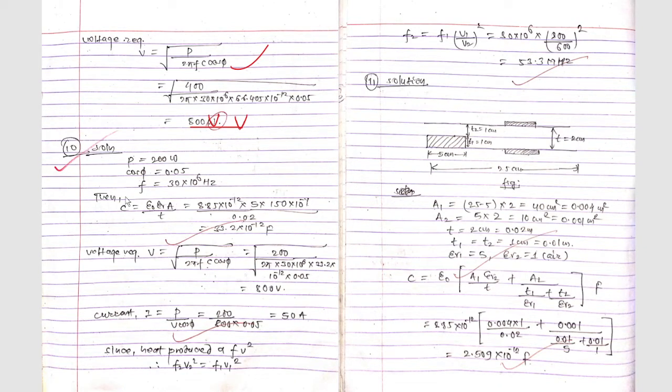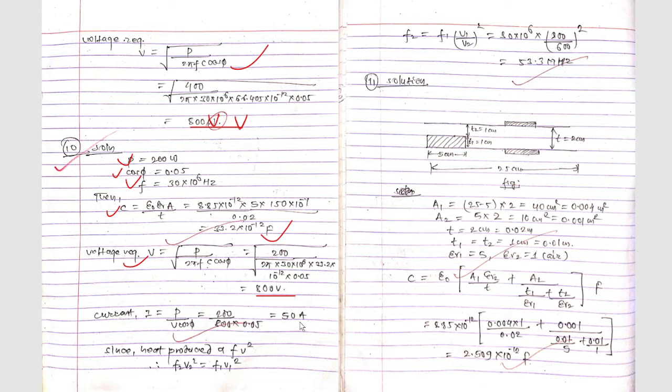So here the power P is given, cos phi is given, frequency is given, and from this information you can calculate the value of C. So C will be 33.2 × 10⁻¹² farad. Similarly you can calculate the value of V, means voltage required. So V will be root under P upon 2 pi f c cos phi. Just substitute all the values, and you will get 800 volt. And in order to calculate the current, I will be P upon V cos phi, means 200 upon 800 into 0.05, which is 50 ampere.